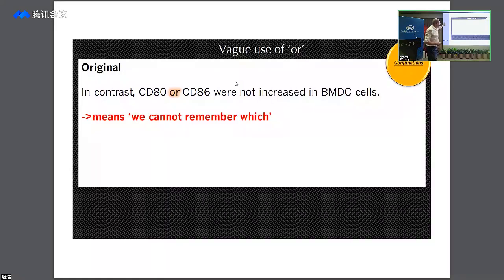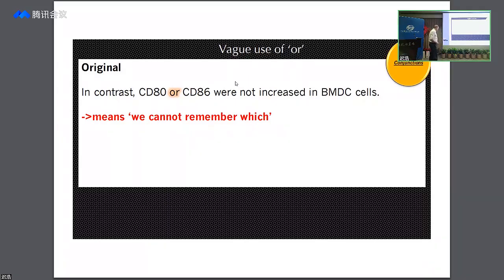Have a look at this. "In contrast, CD80 or CD86 were not increased in B and BC cells." What does it mean? It means it was CD80 or CD86, but we can't quite remember which one. It was one or the other. Is that really what the authors are trying to say here? Do you really want to talk like this in an academic paper? We are not sure, so we throw both at you. You can test this out yourself. Is that really how you should talk?